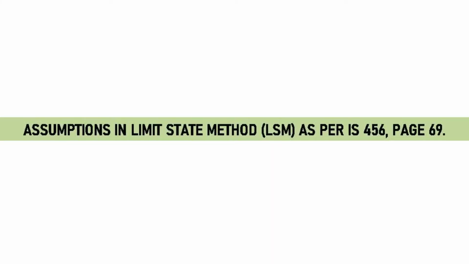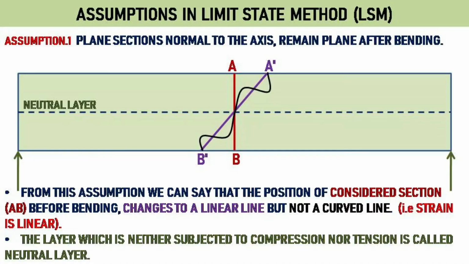Now we will see the assumptions made in the limit state method of design. These assumptions are discussed in the Indian Standard Code, IS 456, page 69. Slide 17. Assumption 1. Plane sections normal to the axis before bending remain plane even after bending. That means the deformed shape of a considered section before bending and after bending is linear.